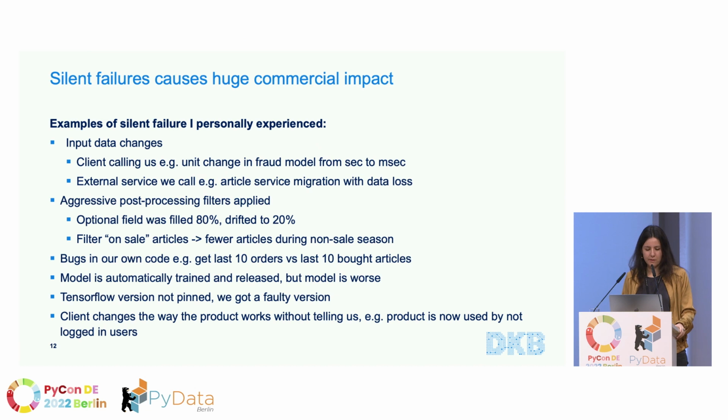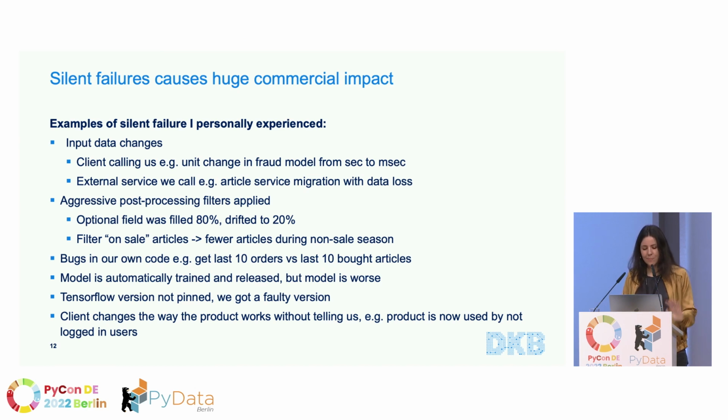So how are you going to detect this? Then I have some other examples. You can have some bugs in your own code, simple bugs, like we wanted to get the last 10 orders, but we got the last 10 articles instead, just mistakes you make. Or the model is automatically trained and released if you have continuous release of models, but the newest batch is worse, for example, because the training data had a problem and you didn't catch it. We also had funny examples where the TensorFlow version was updated and we didn't have it properly pinned, so you can have all kinds of these issues in production.